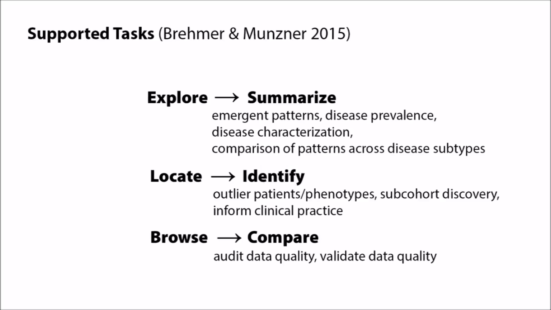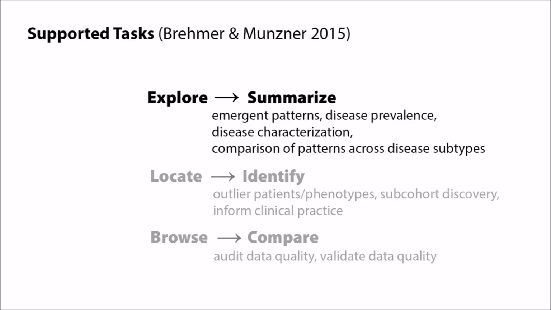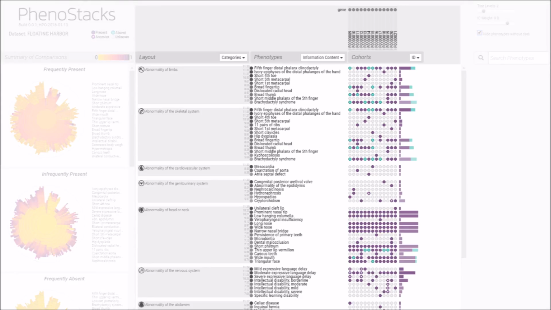Formative interviews with genetics researchers were used to elicit common cross-sectional cohort analysis tasks. Using Brehmer and Munzner's task typology, we identified a set of abstract visualization tasks to support. Explore, summarize. The Details panel displays phenotype observations across patients in an observations plot.